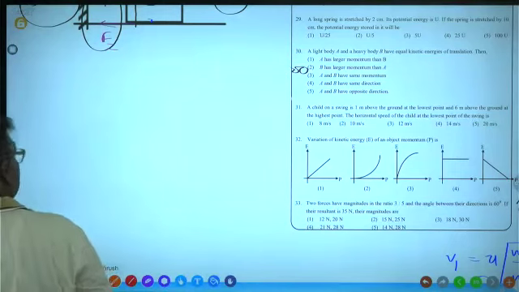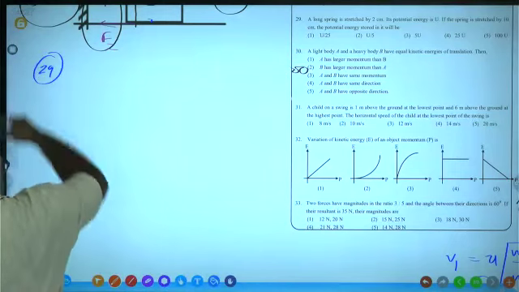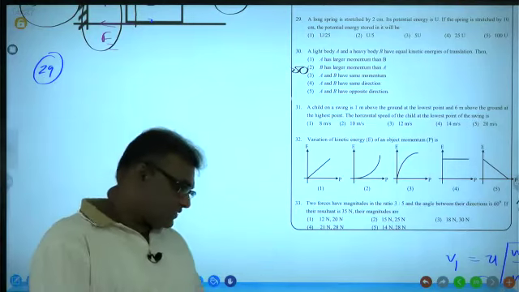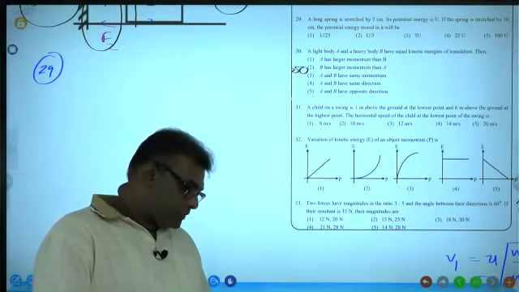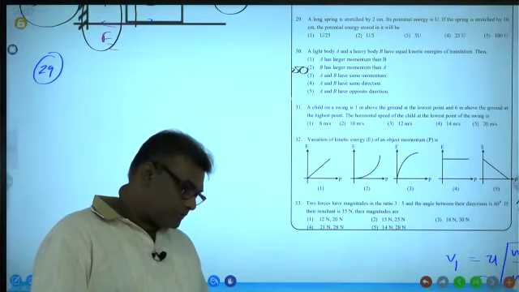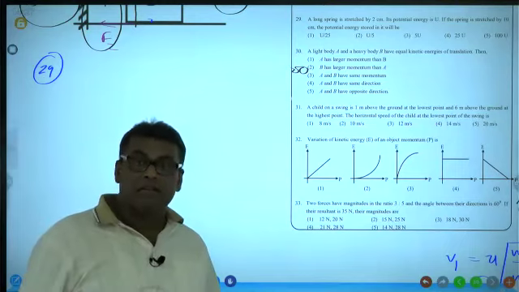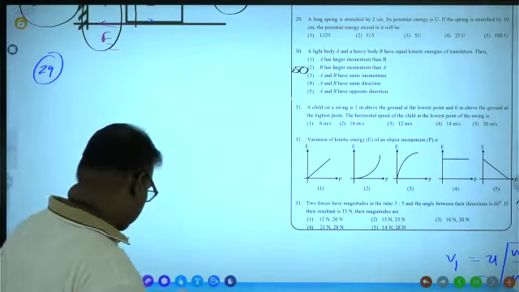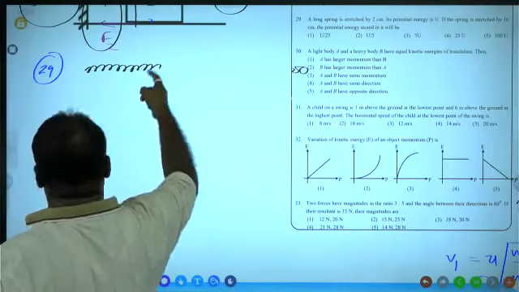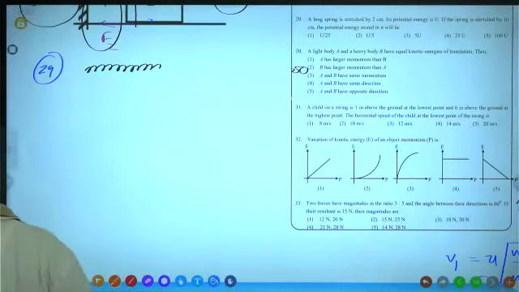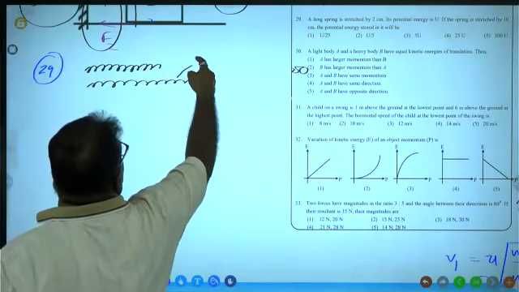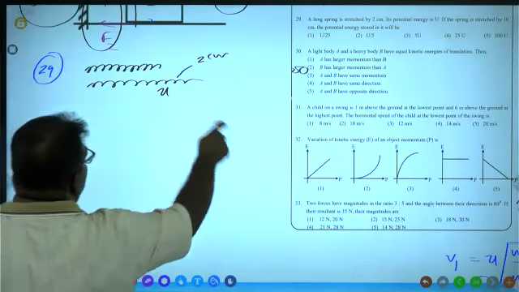Okay. Number 29. What's next? A long spring is stretched by 2 centimeters. Its potential energy is U. Here we have a spring stretched by 2 centimeters, like this. With 2 centimeters, the stored energy is U.